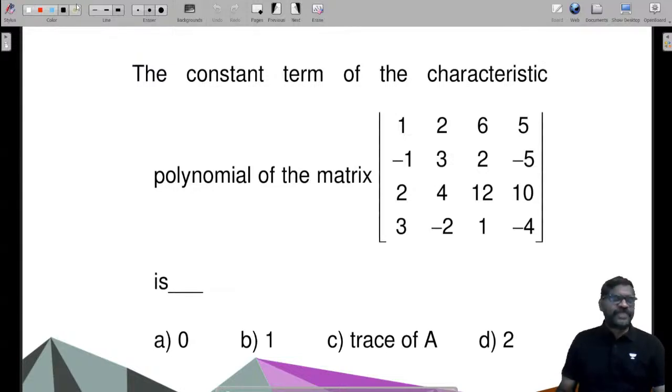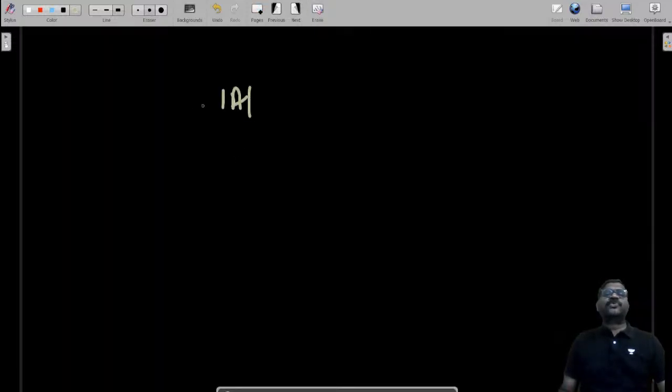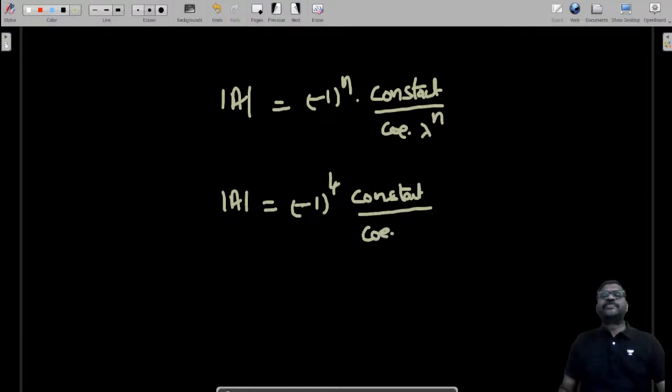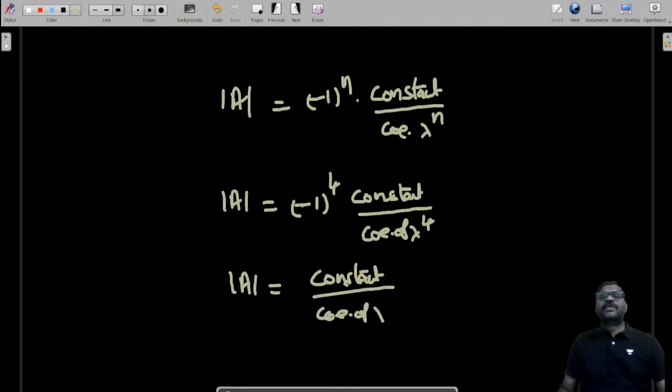The constant term in the characteristic polynomial of the matrix is, see, we have one property: det A equal to minus 1 whole power n into constant term by coefficient of lambda power n. Our problem is 4 cross 4, so det A equal to minus 1 whole power 4, which is 1, times constant term by coefficient of lambda power 4. So constant term by coefficient of lambda power 4 equals det A.